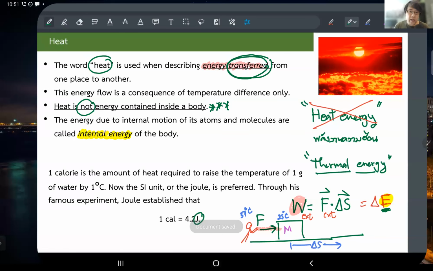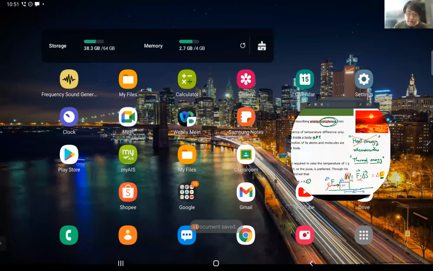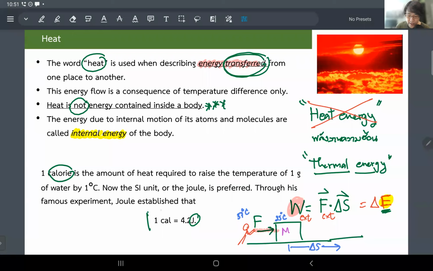So it's good for you to be able to convert between the calorie and the joule, the SI system unit today. One calorie is 4.2 joules. This is a conversion factor that you can always use to convert between them.